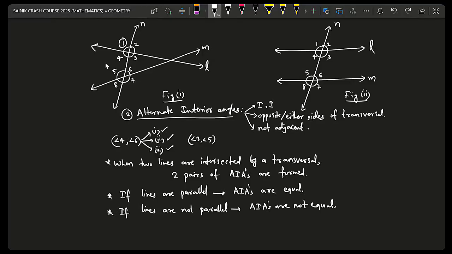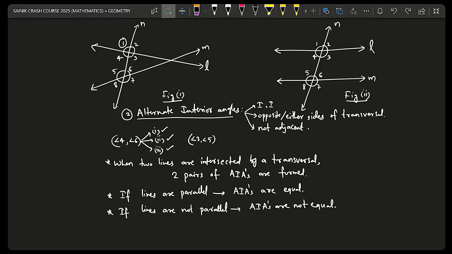And in parallel lines, let's take L and M as parallel. So we can say 3 and 5 are equal. So this property is also very important. What is it? Whenever the lines are parallel, alternate interior angles are equal. And whenever the lines are not parallel, alternate interior angles are not equal. So this is about alternate interior angles.